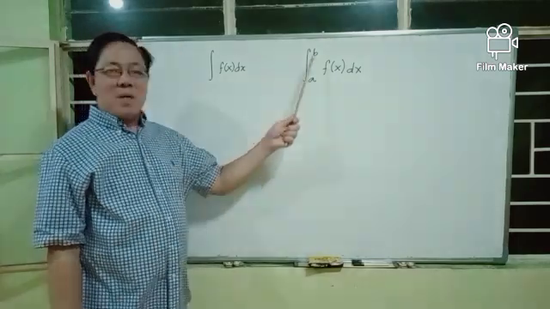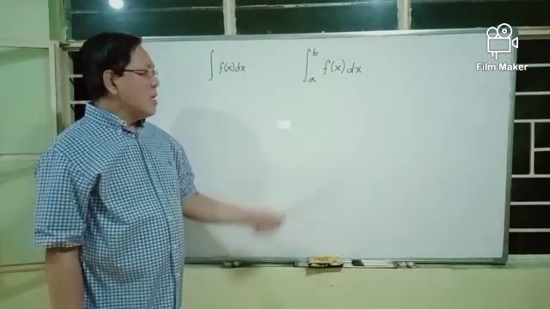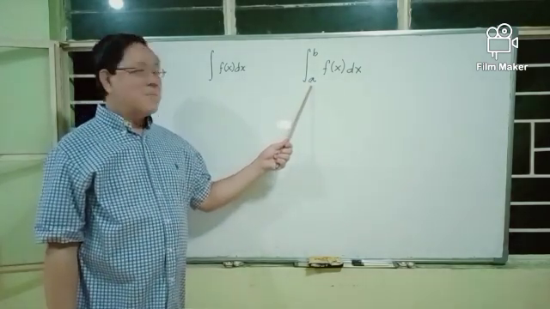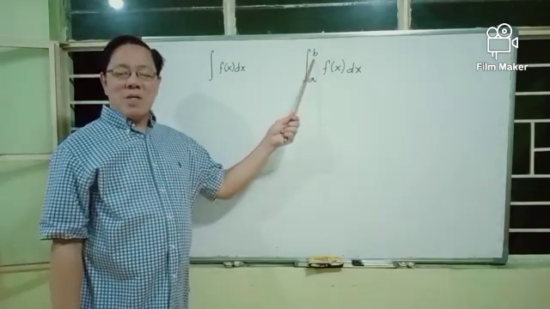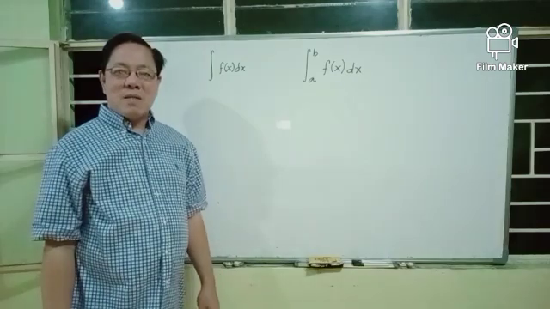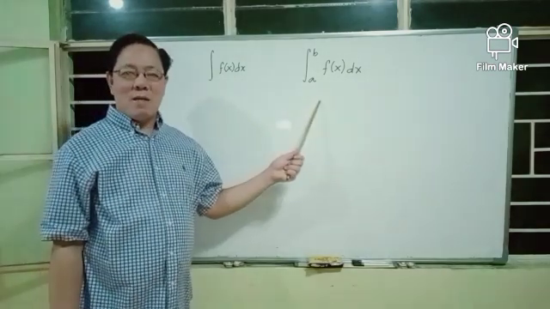These numbers a and b are called the limits of integration of the definite integral. In particular, a is called the lower limit of the integral, and b is called the upper limit of the integral. And these limits of integration make the difference between the indefinite and the definite integral.